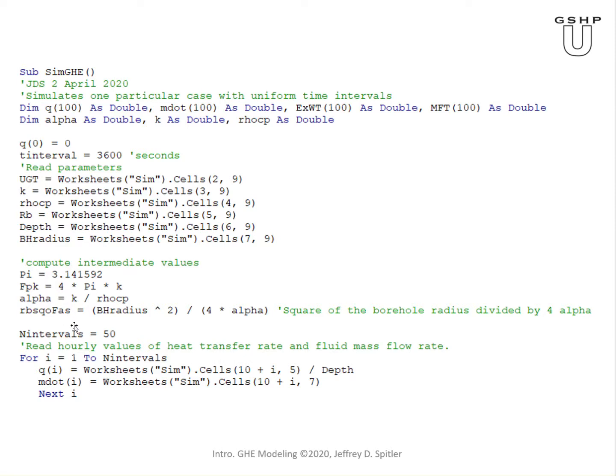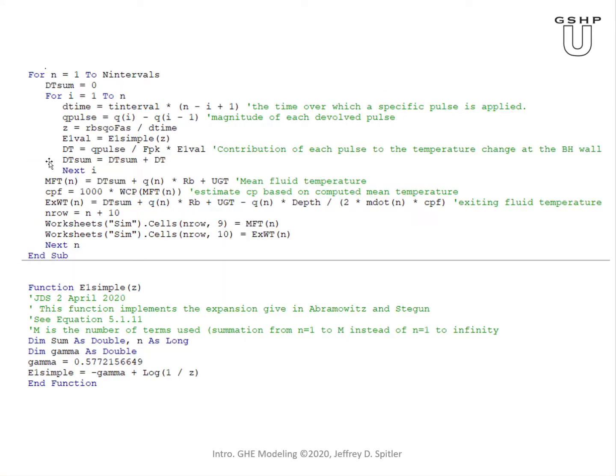It's probably going to be hard to remember, but that's what I'm using. Set up to do 50 intervals. We have a little bit over 50 hours, so it's like 50.3 hours, so we just stopped at 50. So I read the hourly values from the sim worksheet, and I divide the Q. We have watts, and I want watts per meter, so I divide by depth and read the mass flow rate. Those are the inputs.